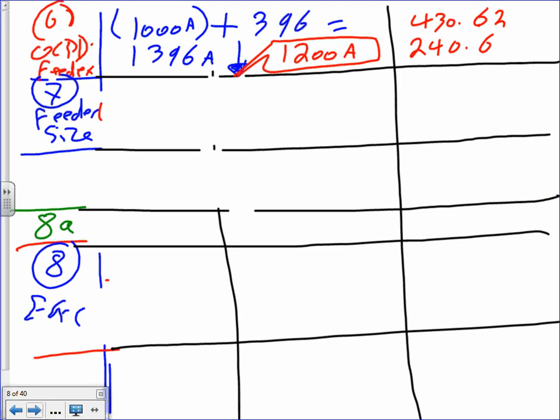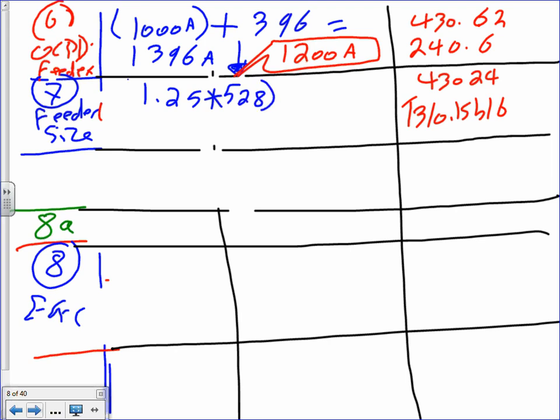Okay, 430.24, the reference here is 430.24, and table 310.15(B)(16). That's my reference. The code says, guys, you take the largest motor, 1.25, multiplied by the largest. The largest was 528, and then you add to it the 396 amps. So you will end up with 1056 amps.